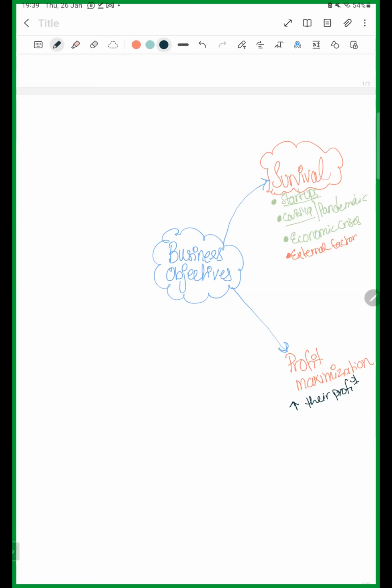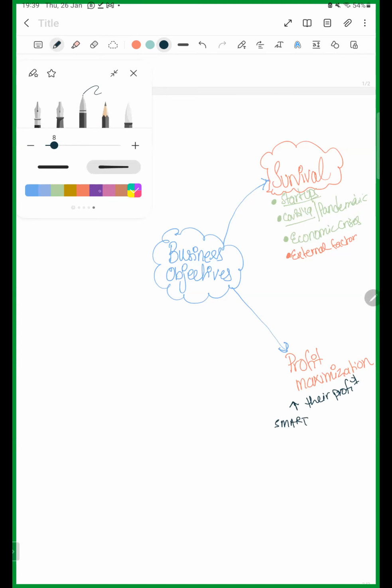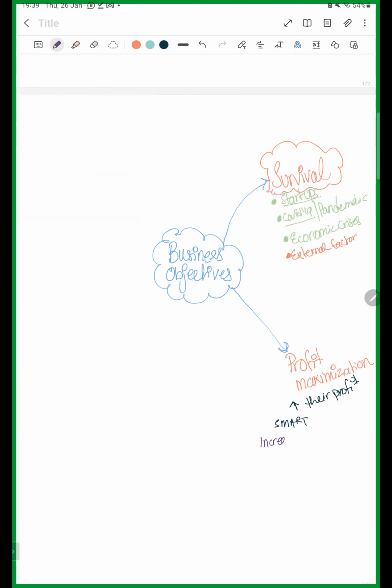Knowing that you have to make a SMART objective, the SMART objective in this situation would be, to give you an example here, increase profit by 25% by the end of 2018. That's your business objective.